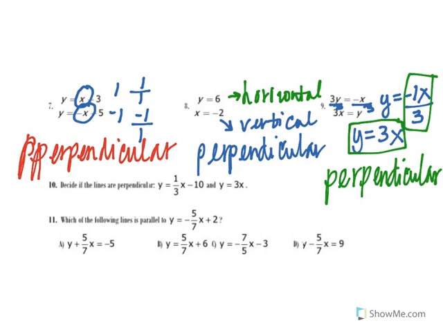Number 10 says, decide if the lines are perpendicular. y equals 1/3 x minus 10 and y equals 3x. So you're comparing 1/3 and 3. They are reciprocals, meaning that they're flipped, because this is 1/3 and this is 3/1. But they're not opposite signs. So the answer for this one would be neither.